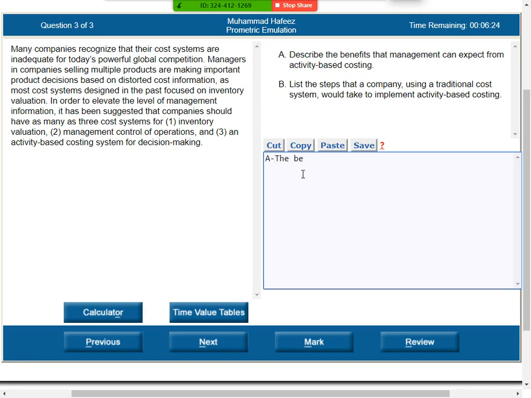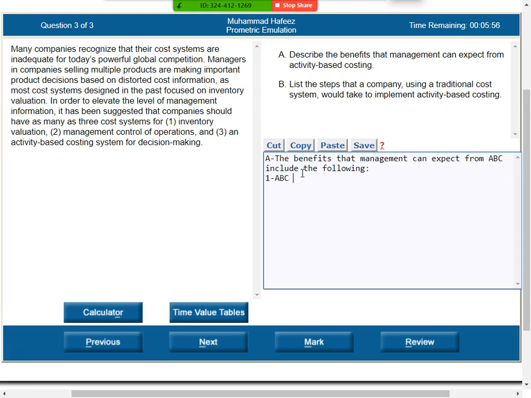The benefits that management can expect from ABC. Yes, this is what you can shorten because we need activity-based costing. Include the following. 1, or you can give asterisk or small a.